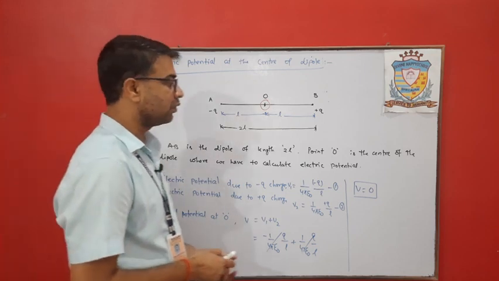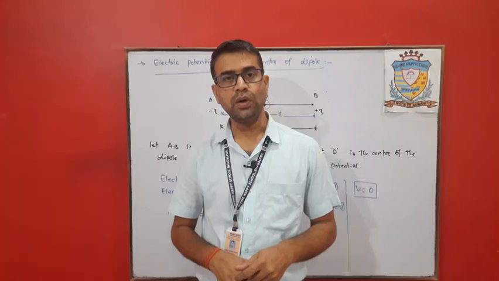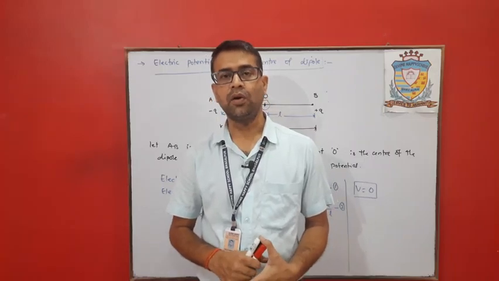Clear? So that's it for today. In next class, we'll find the electric potential due to dipole on the axial line and on the equatorial line.